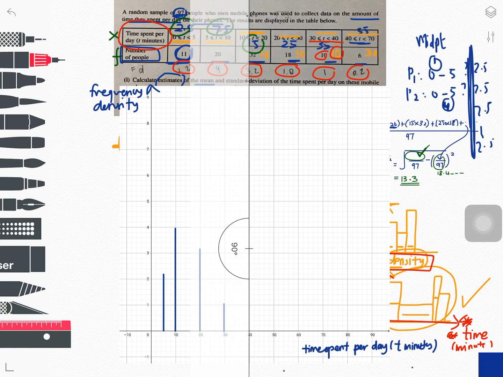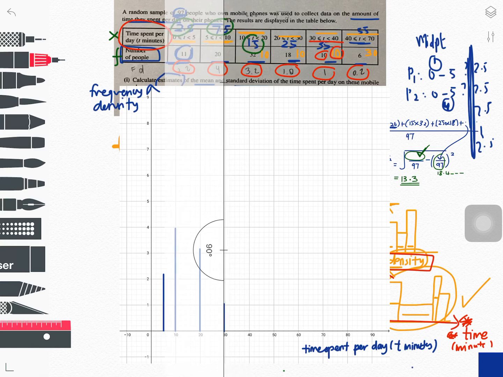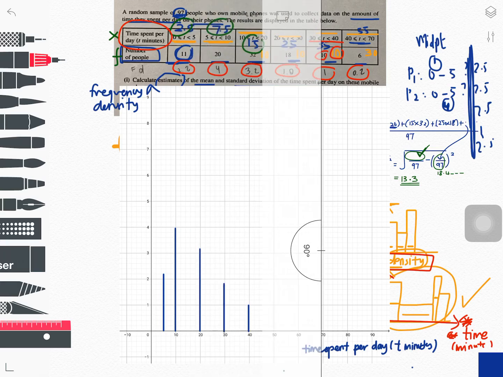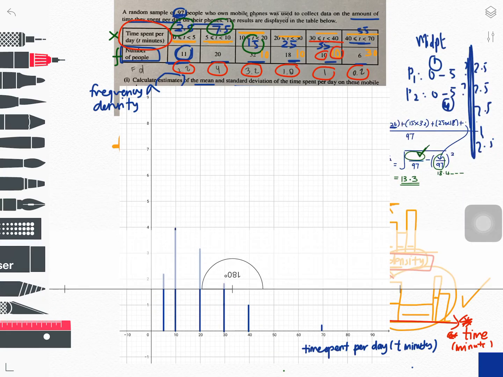Oh, I think I made a mistake here. This is actually 1.8. 1.8, okay. 1.8 and then you get a 1. And then the last part is 40 to 70 and the value is 0.2. So it's quite tiny here. And then you close all the gaps. Use your ruler.